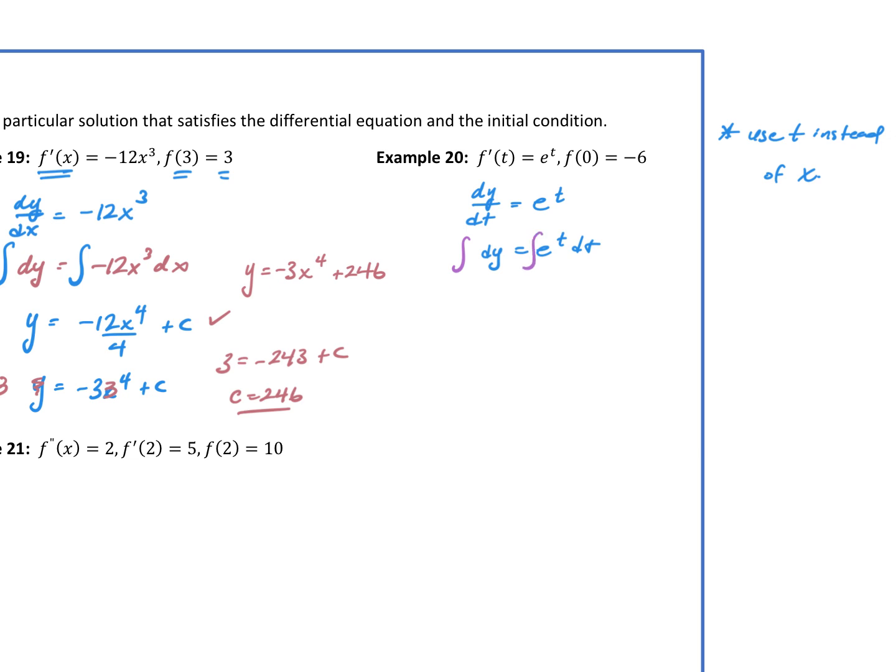Integrate, so we're gonna get y equals e to the t plus c. We have the point (0, negative 6). So it's negative 6 equals e to the 0 plus c. That goes to 1, so we get negative 7. So then y equals e to the t minus 7.